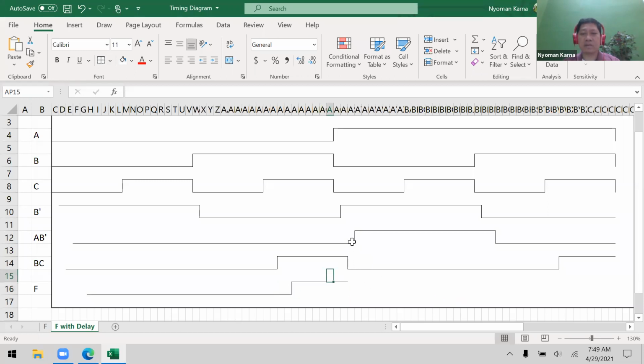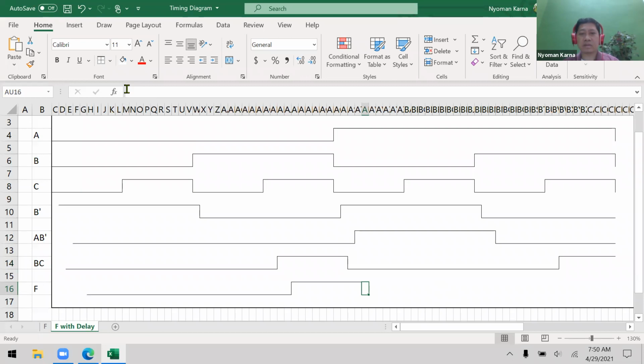Okay. Now 0 plus 1, so it will become like this. This is also 1, because this one will be delayed for another 2 millisecond delay. Okay. Now the output of this is the result from this and this. 0 plus 0, which is 0. So this is 0.